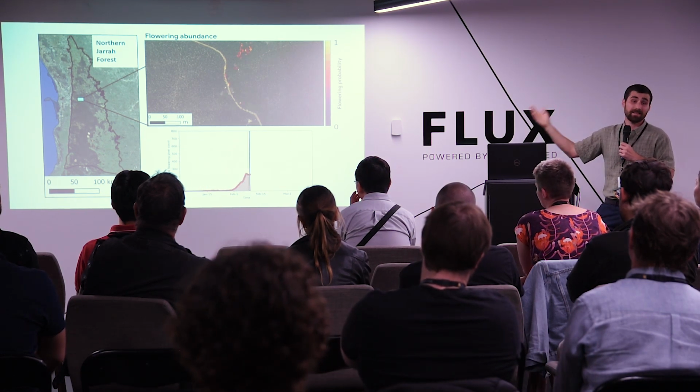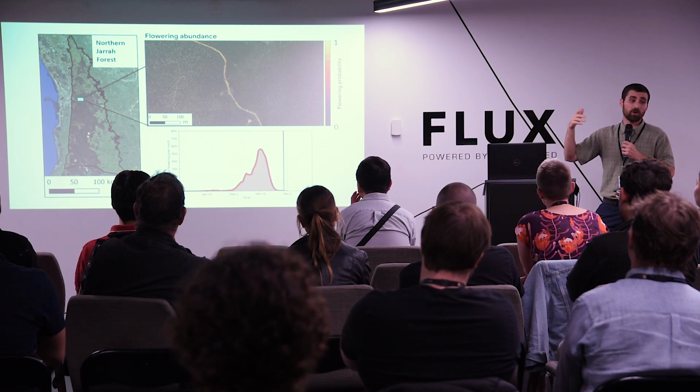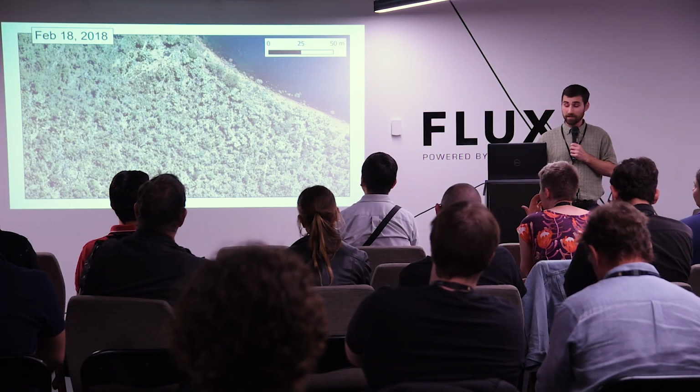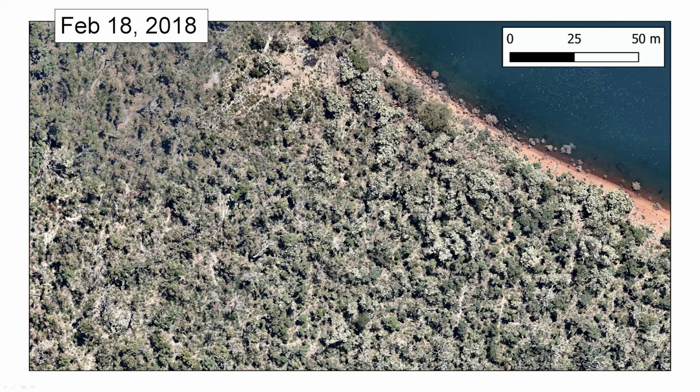And we can make these graphs because we have a prediction on each day in the time series. And so we're scaling up these data across the Northern Jarrah Forest, looking at Marri, or Corymbia calophylla. This is one of the main eucalypt keystone species in the Southwest. And so with those data, we've been making some observations. So this is one flowering event in 2018.